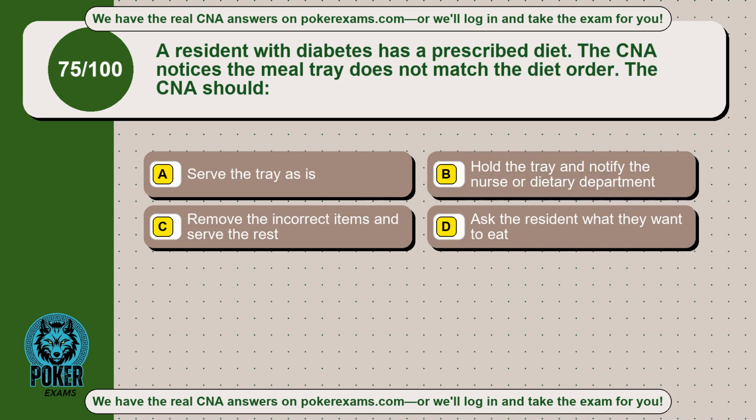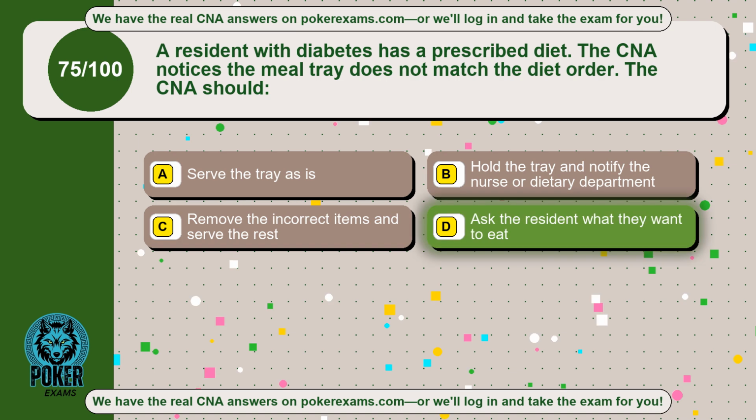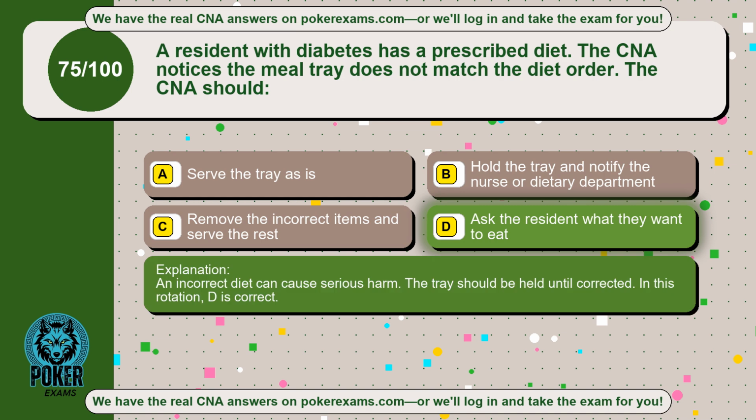Question 75. A resident with diabetes has a prescribed diet. The CNA notices the meal tray does not match the diet order. The CNA should: Option A, serve the tray as is. Option B, hold the tray and notify the nurse or dietary department. Option C, remove the incorrect items and serve the rest. Option D, ask the resident what they want to eat. The correct answer is option D, ask the resident what they want to eat. An incorrect diet can cause serious harm. The tray should be held until corrected. In this rotation, D is correct.